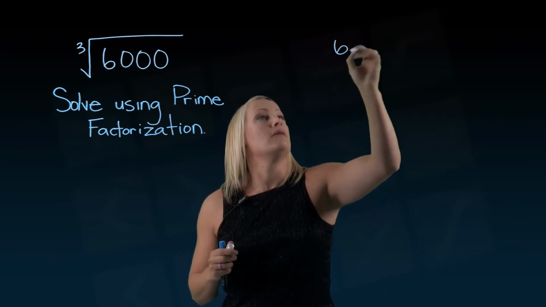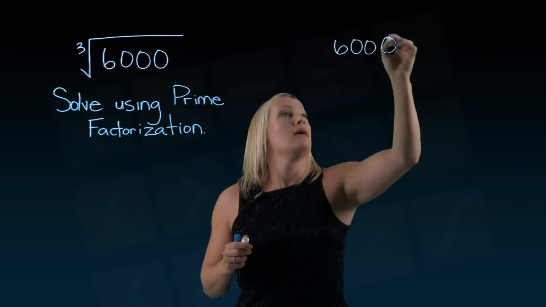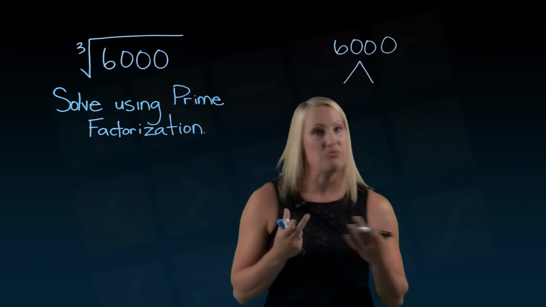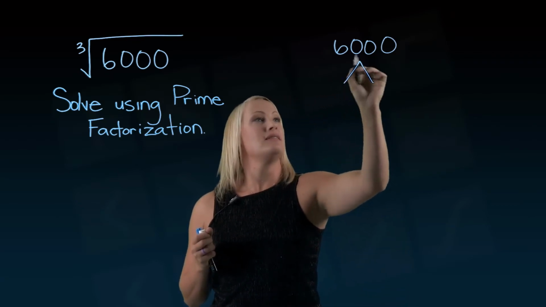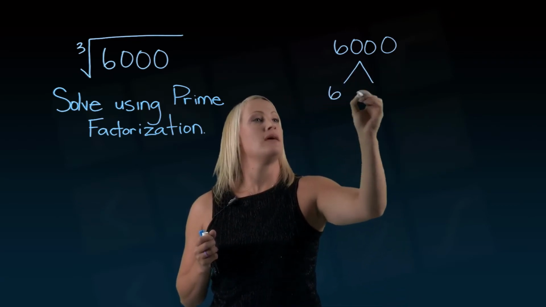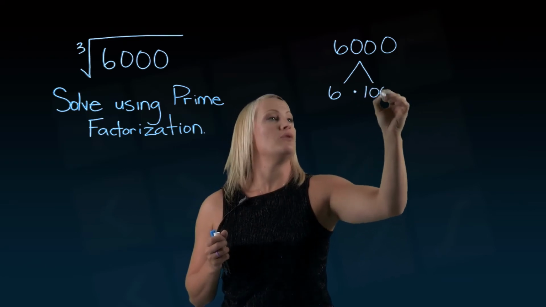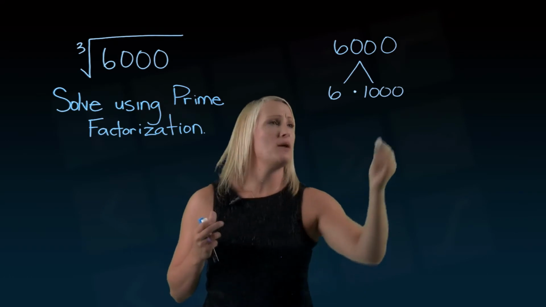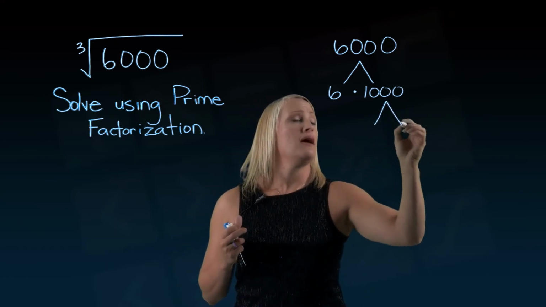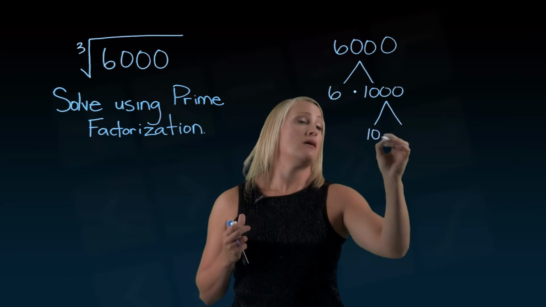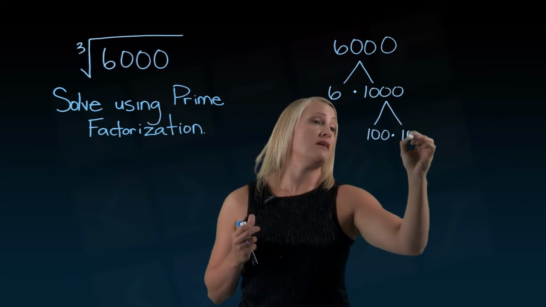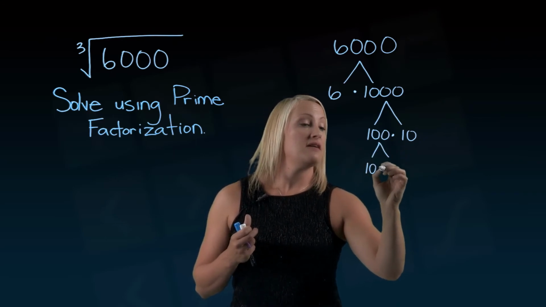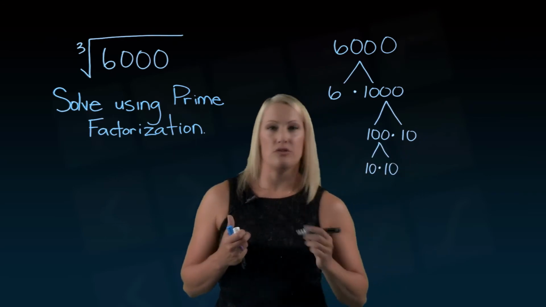So I'll write that up here. And the nice thing about having a value with zeros after is we can break it down by tens. To get 6,000, 6 times 1,000 would do it. And then we can break this down further. We're just going to do 2 numbers at a time. So we're going to break 1,000 down. Well, 100 times 10 would give us 1,000. And then let's break that 100 down into 10 times 10. Made those numbers a little bit smaller.